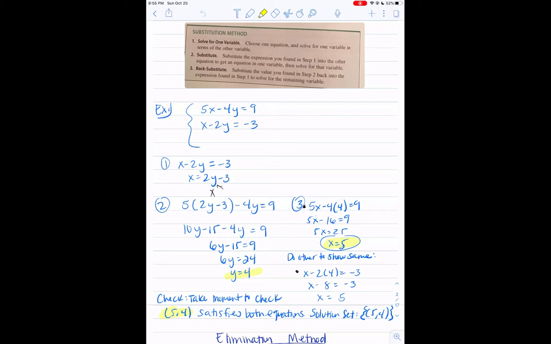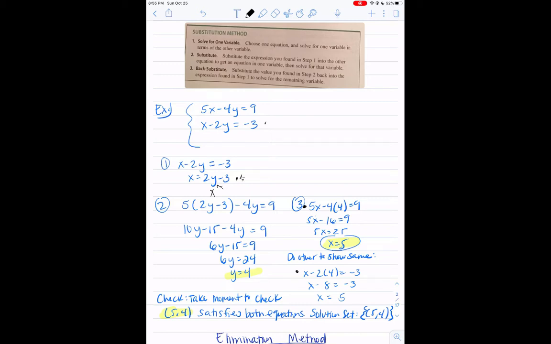Now I'm going to back substitute. I could substitute my y equals 4 into equation 1 or equation 2. Equation 1 is the one I already substituted into, or I could substitute it into this equation, but I solved for my x here, so I could use this one.